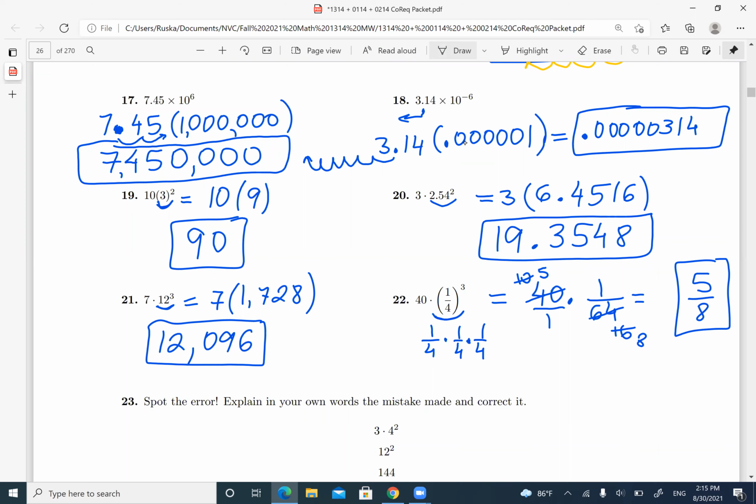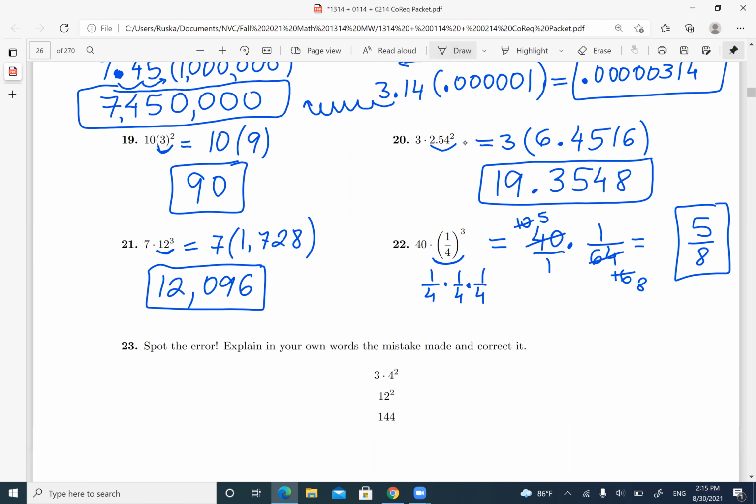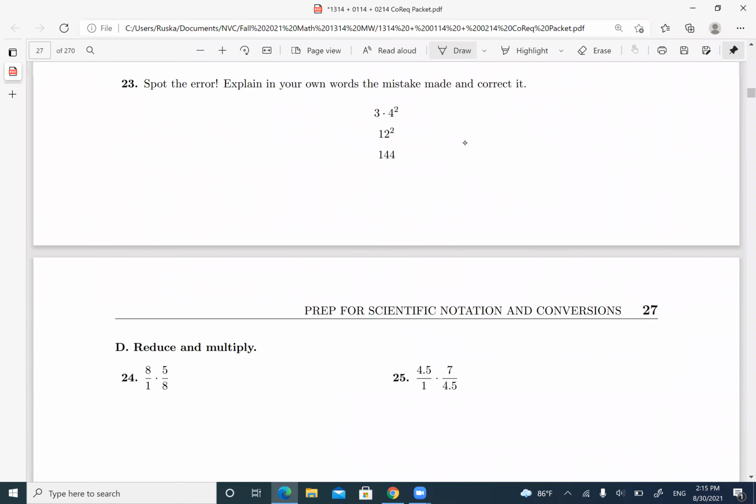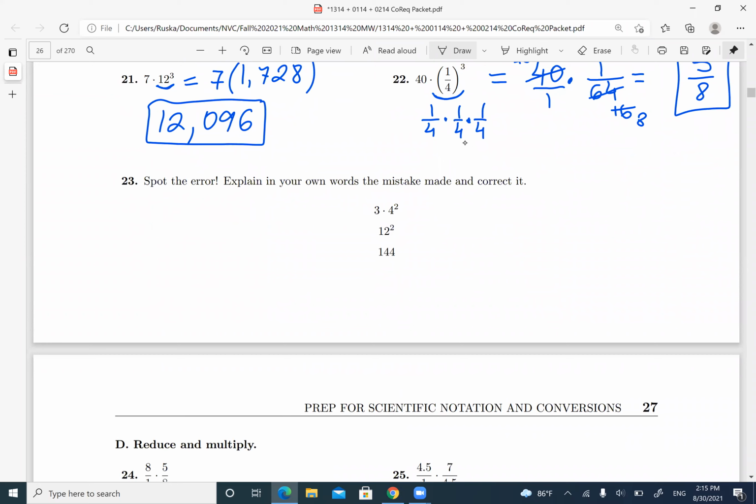No? Okay. Then we have number 23. We have to find the mistake and correct it. So where is the mistake? Can you see a mistake here?